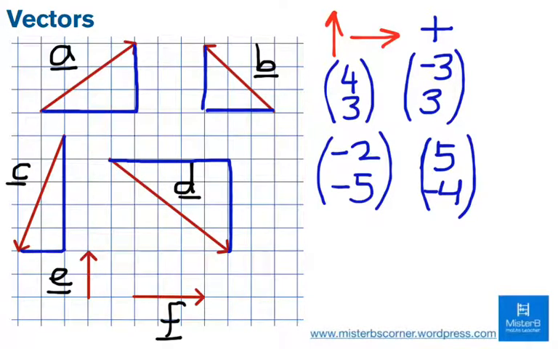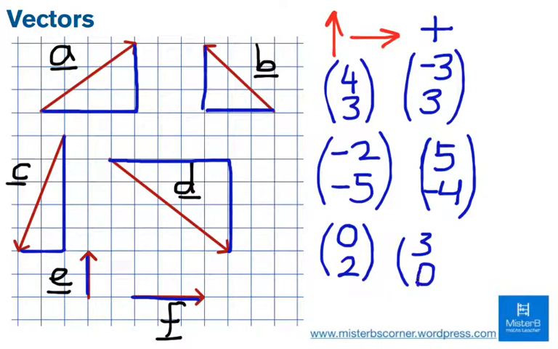Now for E and F, these are horizontal and vertical unit vectors. For E, there is no change in horizontal, so it's going to be 2 units up. We are going to write the x value 0, the horizontal 0, and 2 for the vertical. And for F, there is no vertical, so it's horizontal only. I'm going to write 3, as it's 3 units there, and 0 here. So these are the column vectors for the given vectors.